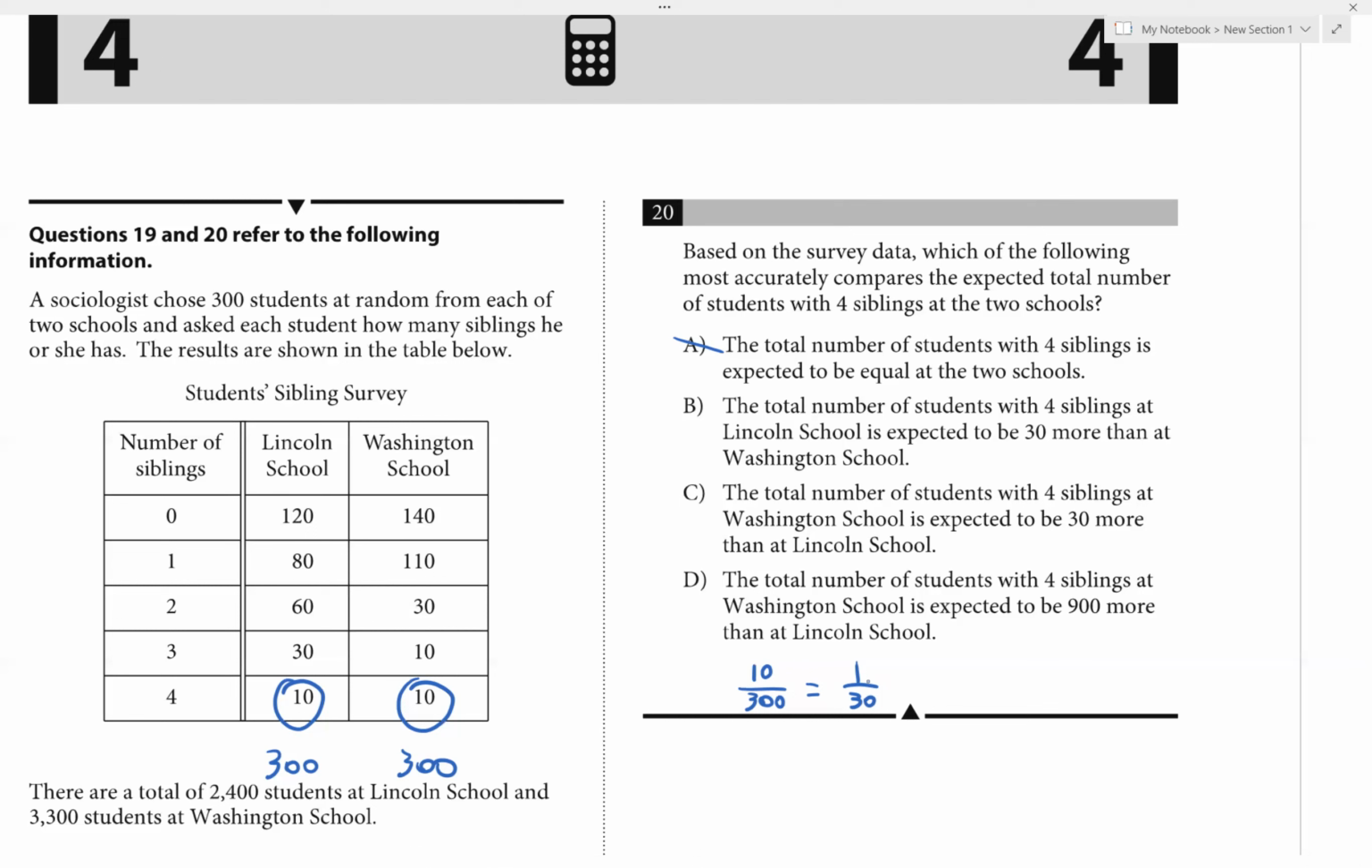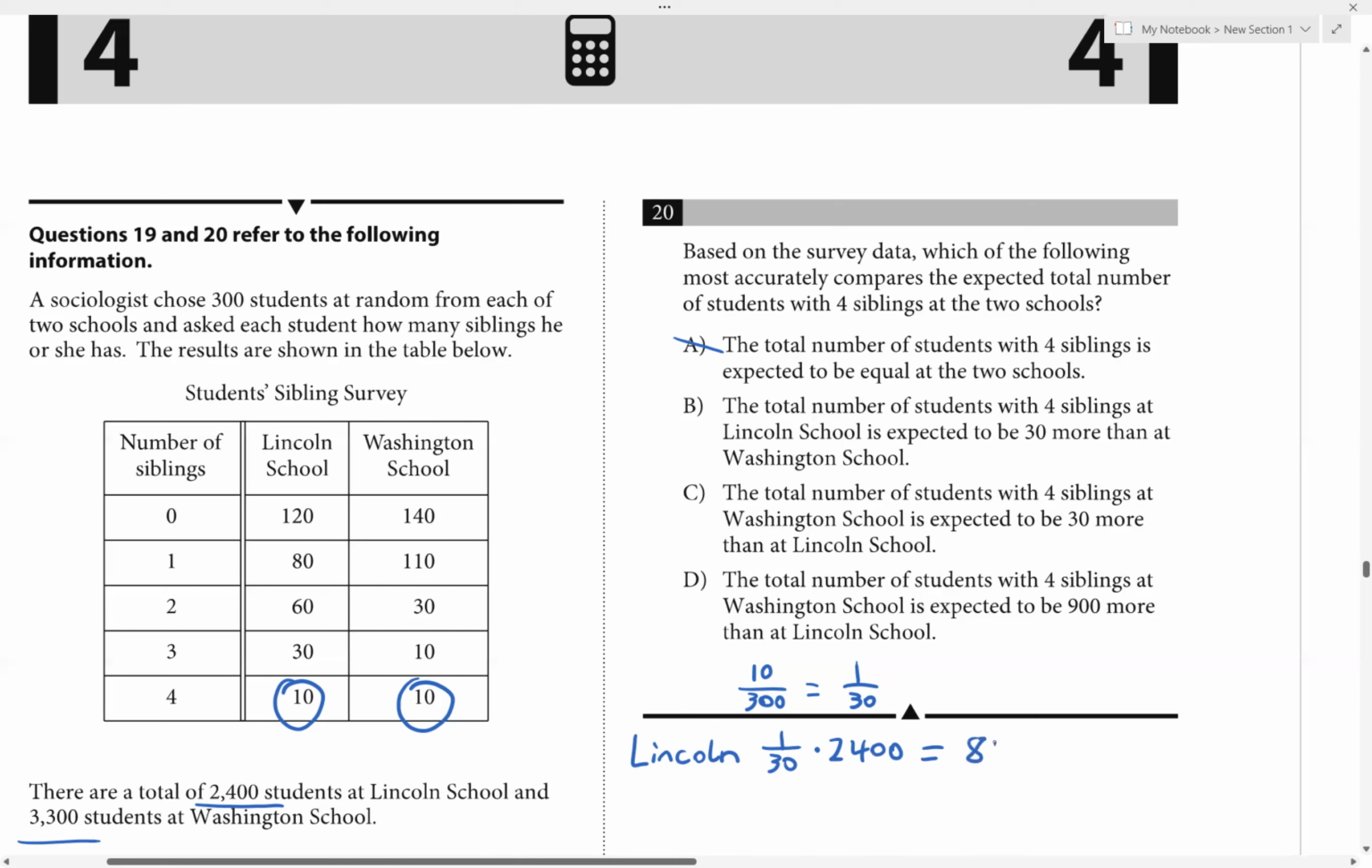So the tricky part is the last sentence right here. You see the total number of students at the 2 schools are different. So it's not the same total for each school. To find the actual number of students that have 4 siblings, or the expected value, we take the probability, 1 over 30. For Lincoln School, we had 2,400 students, so we multiply that by 2,400, and this gives us 80. So we should expect to have 80 students that have 4 siblings.